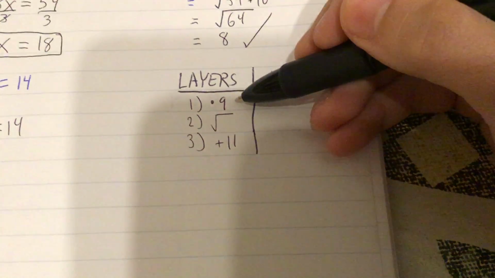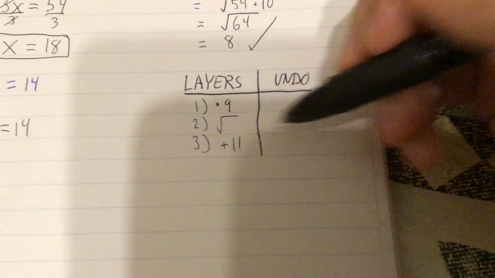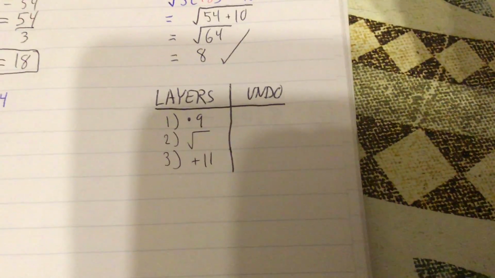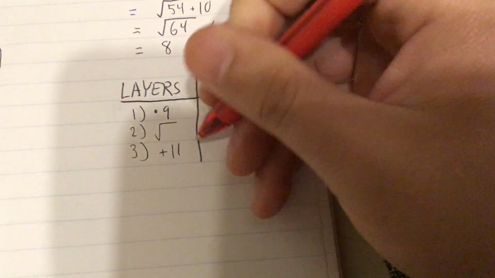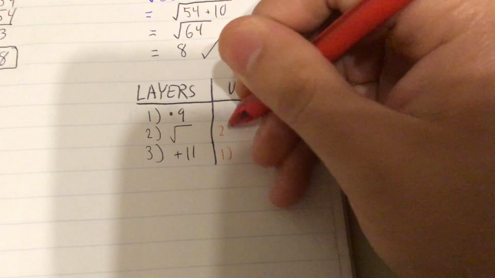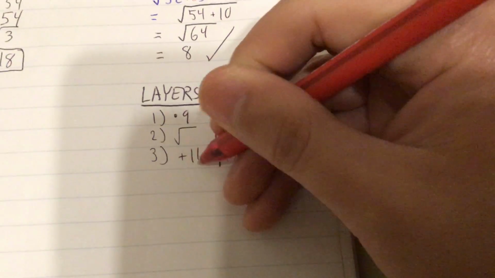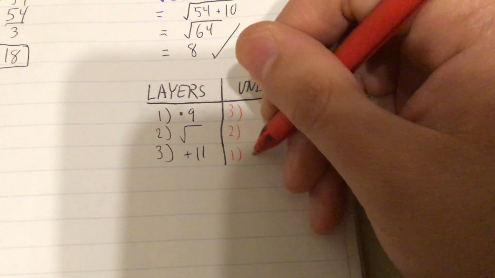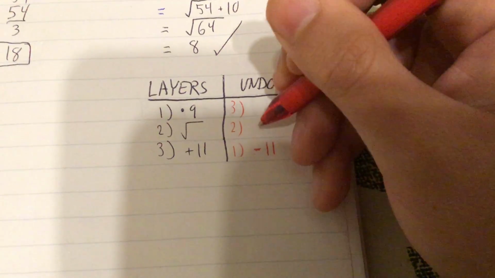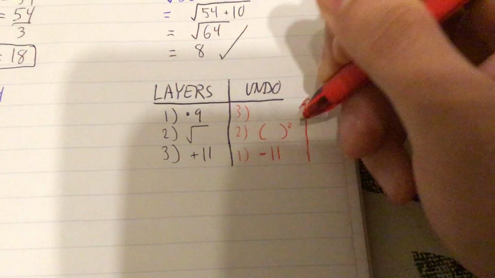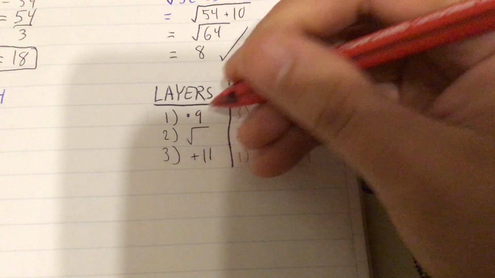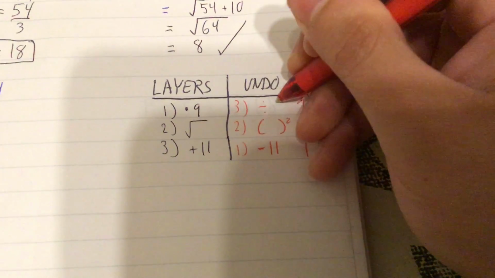So now, I wear short sleeve shirts under long sleeve shirts under short sleeve shirts. So I'm going to undo the layers of x in a very specific order, the outermost layer to the innermost layer. I'm going to undo plus 11 by minus 11 on both sides. I'm going to undo the square root by squaring both sides. And I'm going to undo the times 9 layer by dividing both sides by 9.